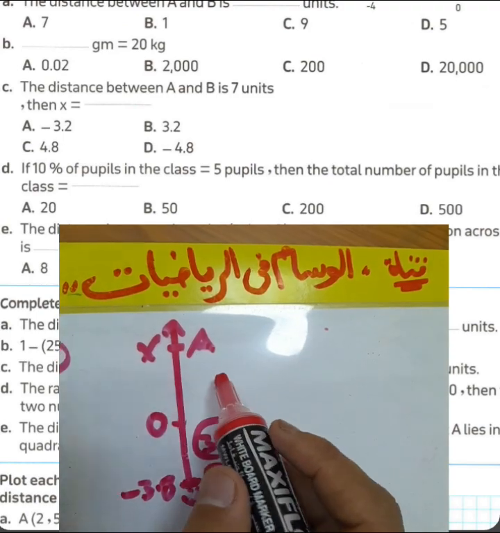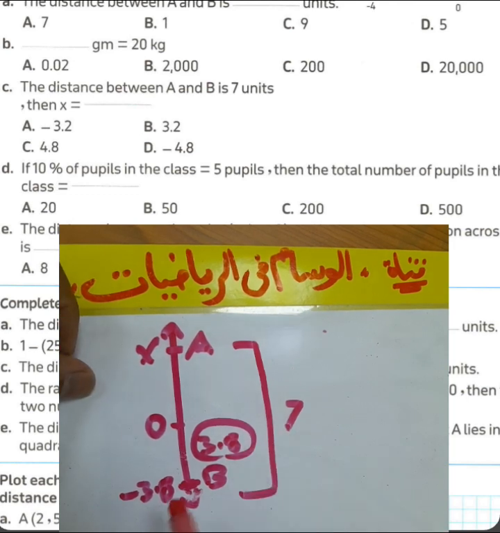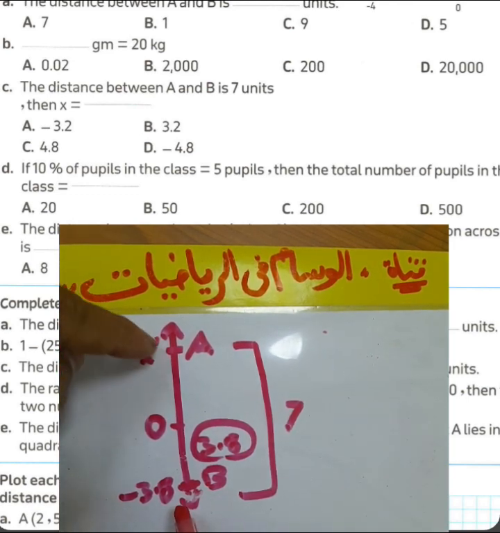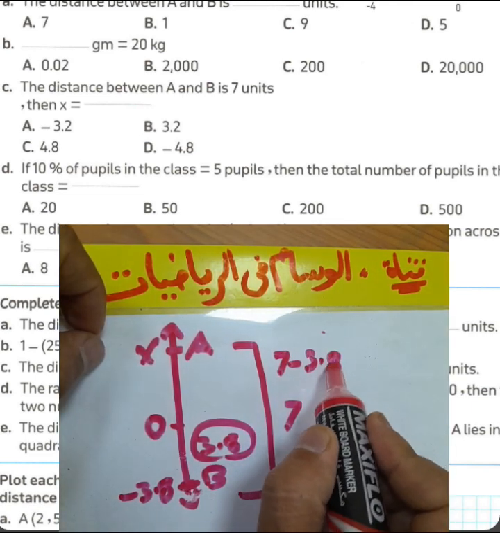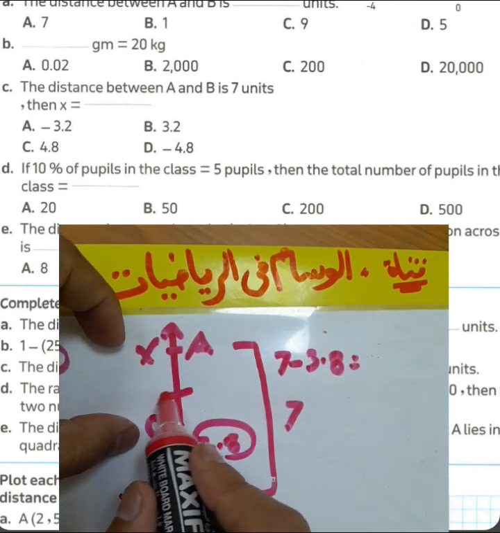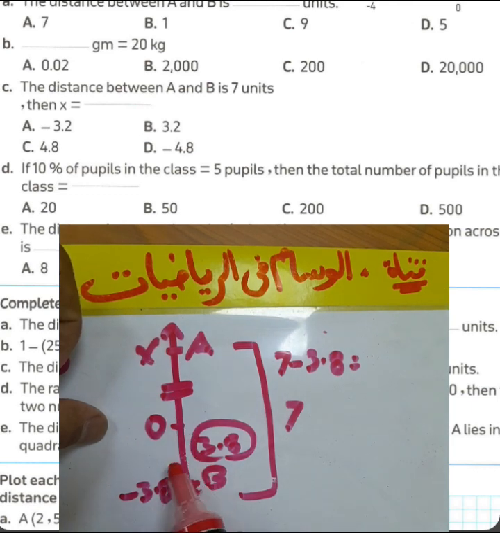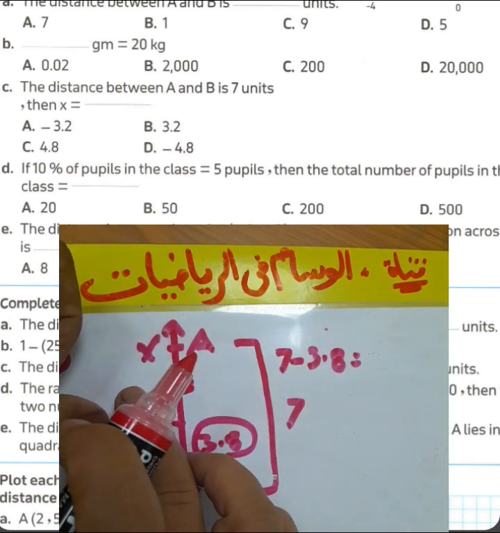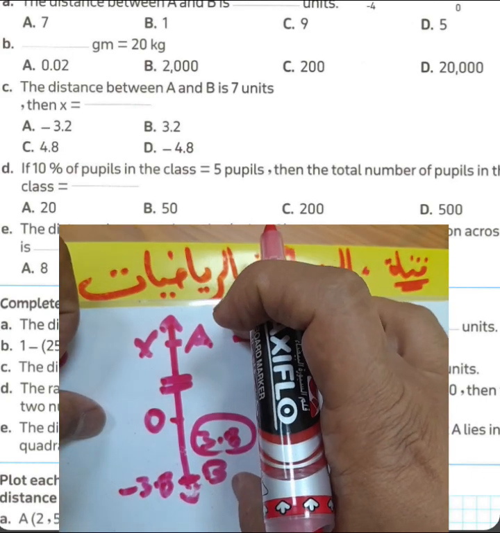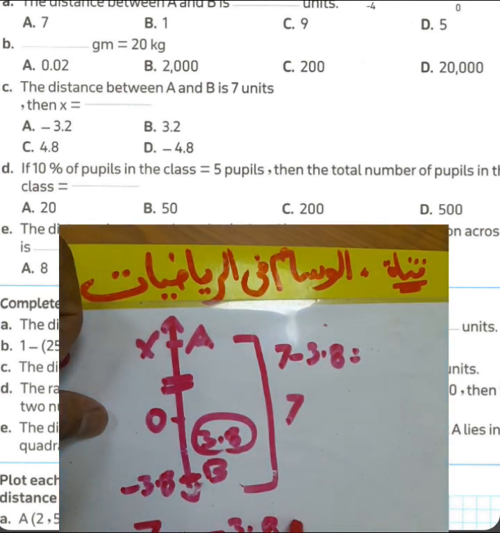Then the distance here was 7 units. He wants to find x equals what? X here refers to A. We know 7 subtract 3.8 will give the side length, because the distance from 0 to x equals 7 minus the distance from 0 to B. You can find this distance. Write the distance between A and B, 7 subtract 3.8.